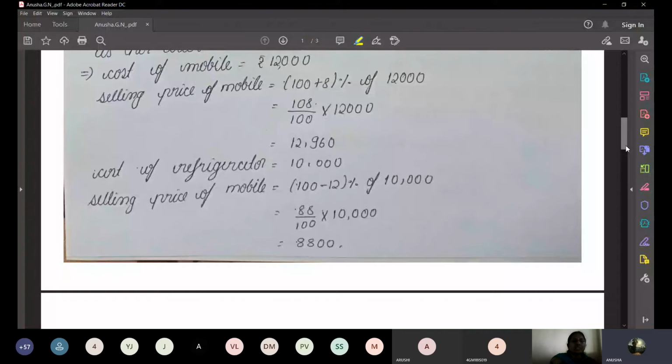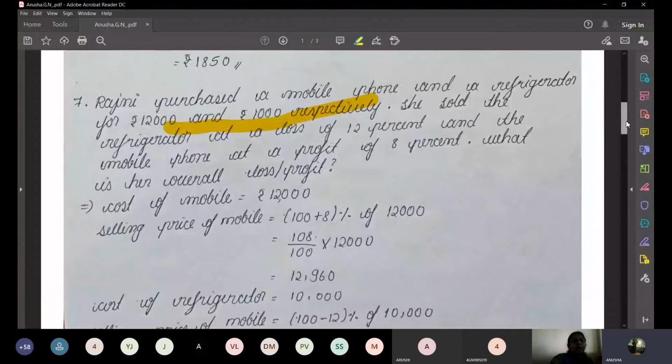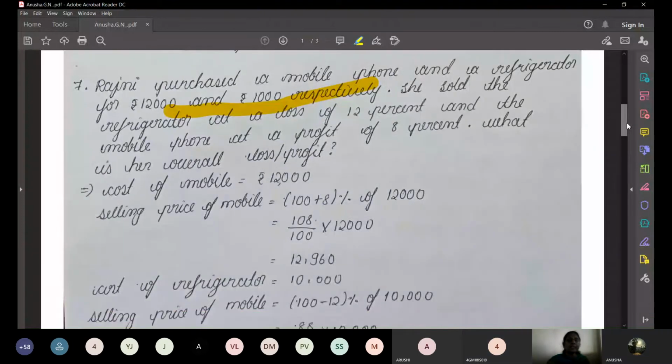Okay, see this problem, she has written the solution, it is visible in your mobile screen, no? Yes, ma'am. See, why has she taken 108 divided by 100 into 12,000? Just start with the two products, refrigerator and mobile rates. Come up a little, Anusha, to the beginning of the second problem.